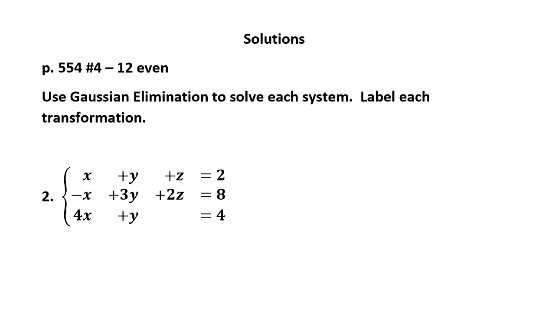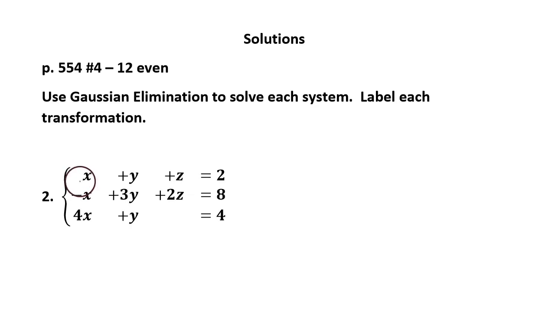Here are the solutions for the pre-calculus homework assignment, page 554, number 4 through 12. For all of these systems, you need to use Gaussian elimination to solve it. And for each transformation that you do, you need to draw an arrow and label the arrow with what your transformation was. Before I actually show the solution for problem 2, let's speak in general about how Gaussian elimination works.